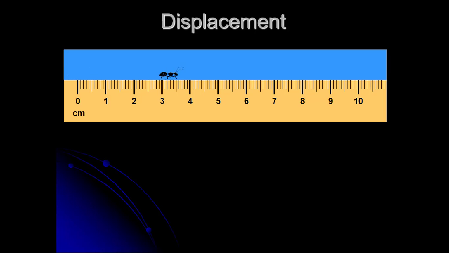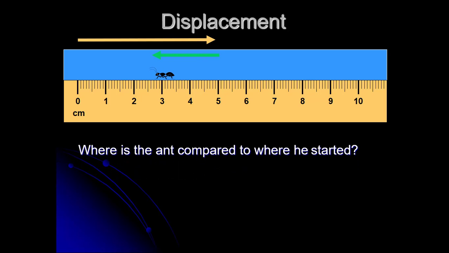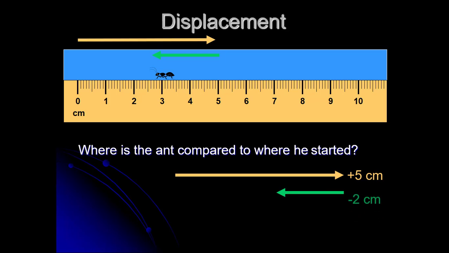He is going to travel 5 centimeters in the positive direction. He's going to turn around and travel 2 centimeters in the negative direction. Okay, so where is the ant compared to where he started? These are vectors, and we're going to add these vectors together. So he went a positive 5 centimeters as his first displacement. His second displacement was a negative 2 centimeters.